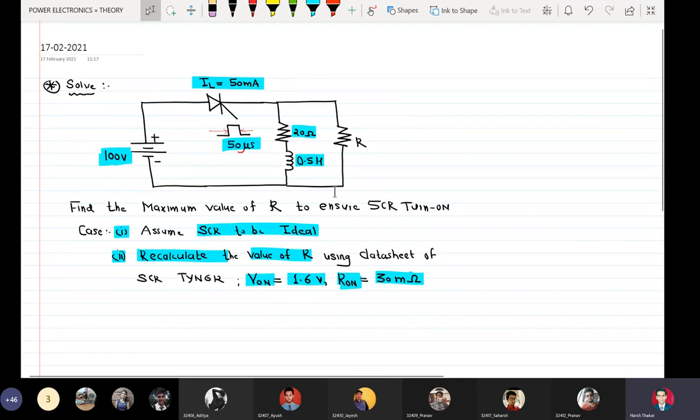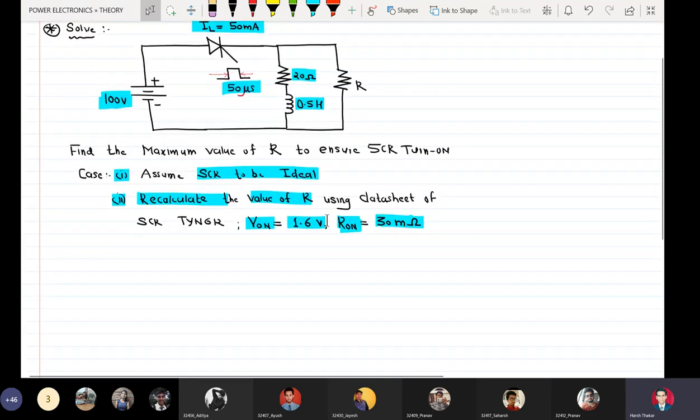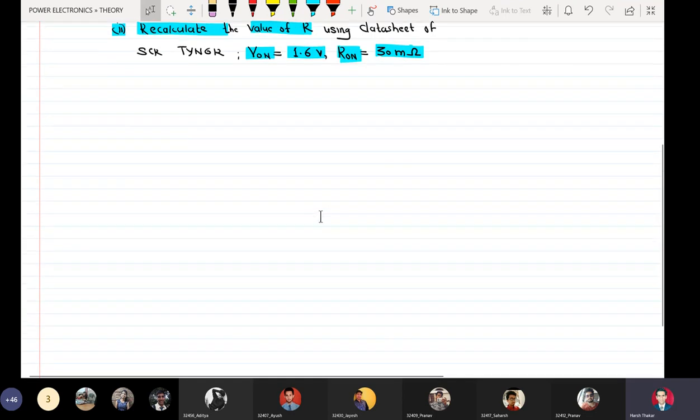So let us see what is to be done here. As we have already solved numericals of this type, the first trick for this is that for the duration of the gate pulse, the SCR is assumed to be acting as a closed switch or a short circuit. This is the basic trick which we have to use in all numericals of this type.